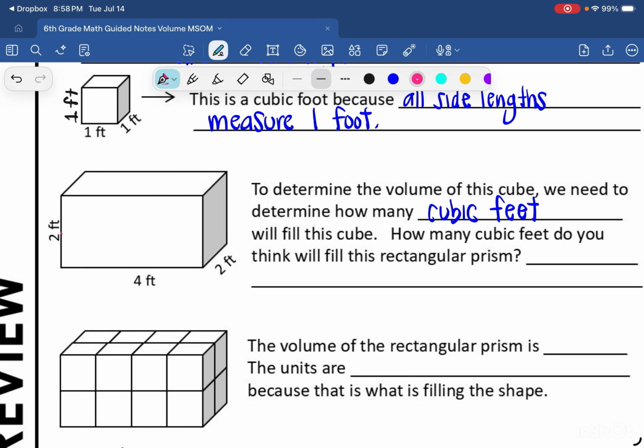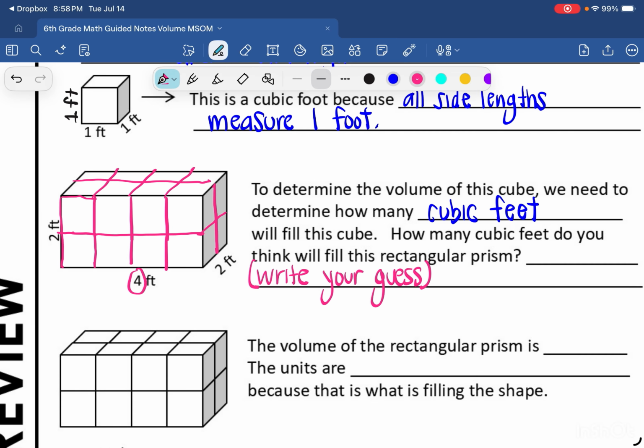But if you think about it, this is 2 feet. So I want to know how many cubic feet are going to fit there. And tall-wise, I know that there's going to be 2 cubic feet there. There's going to be 4 across the bottom because it's 4 feet. So there's going to be 4 cubes there, 4 cubes on top. Here on the side, there will be 2 going that way and 2 going that way. So you can kind of get an idea of what this is going to look like.